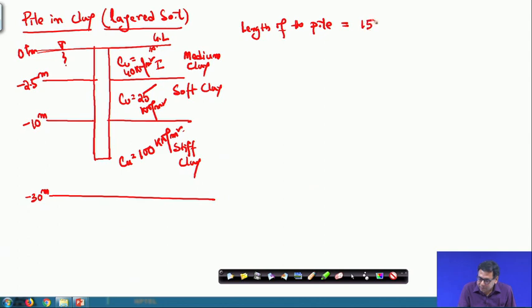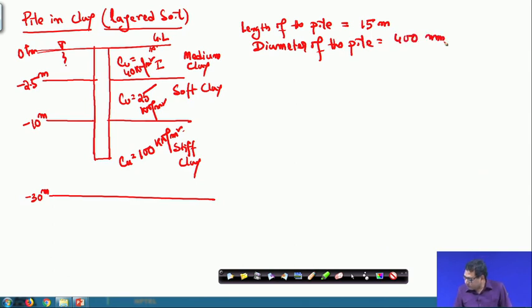Okay, and the length of the pile is 15 meter, and the diameter of the pile is 400 millimeter. So, you have to calculate what would be the Q allowable or Q safe. Okay. So, here we have three layers with three different Cu values. So, first we have to determine the alpha value for the first layer, the alpha value for the second layer, and the alpha value for the third layer.